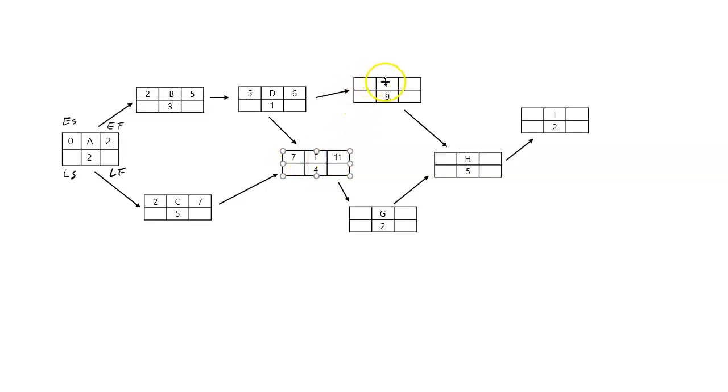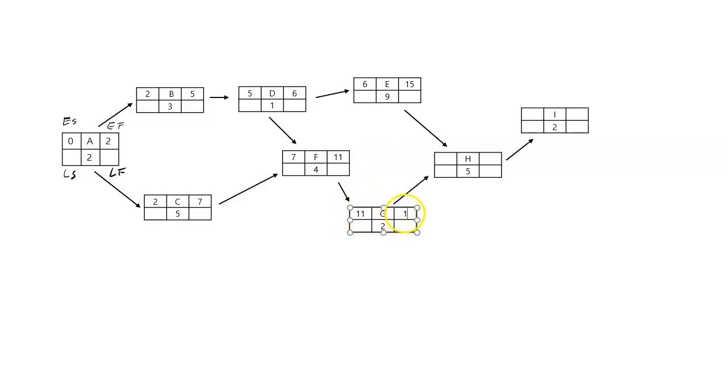On the other hand, E only relies on D, so E can start when D is done at 6. So we put 6 there. 6 plus 9 is 15. And then 11. G only depends on F. If one activity depends on another one only, then you just write whatever date it finished. Just put that here.